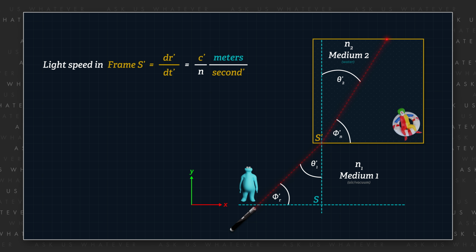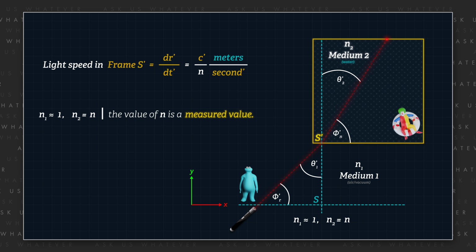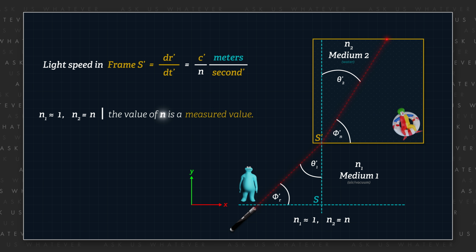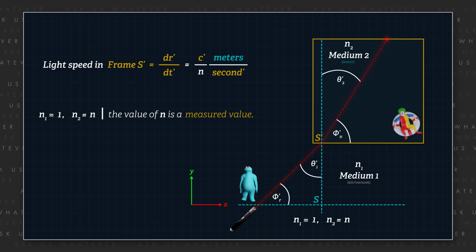When I refer to the refractive index as n instead of n sub 2, refractive medium 1 is either vacuum or air, in which case n sub 1 is simply equal to 1, and therefore we drop the subscripts. Note that the value of n is a measured value. That is, it is obtained typically by making round-trip measurements on the Earth. These measurements can be thought of as Earth frame S prime empirical measurements because the Earth is moving through space.